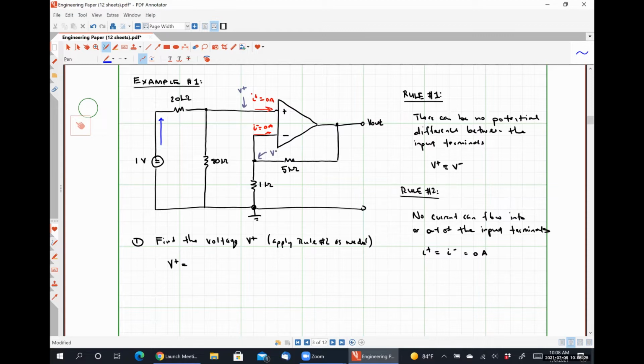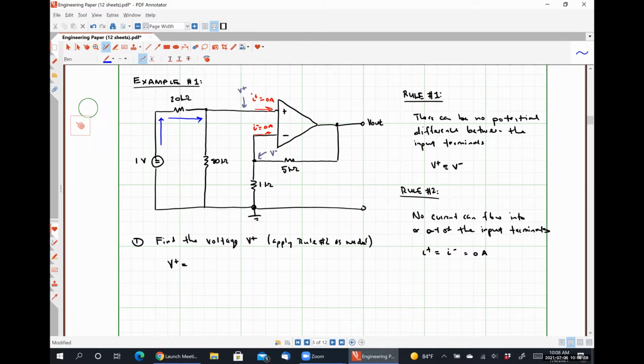That current that leaves our 1-volt source is going to flow into the 20 kilo ohm resistor, and then it's going to flow over here to this node. What is going to happen to that current, whatever it happens to be, when it hits that node? Is it going to flow down through the 80 kilo ohm resistor? Is it going to flow right into the non-inverting input terminal, or is it going to be some combination? It's going to flow right.